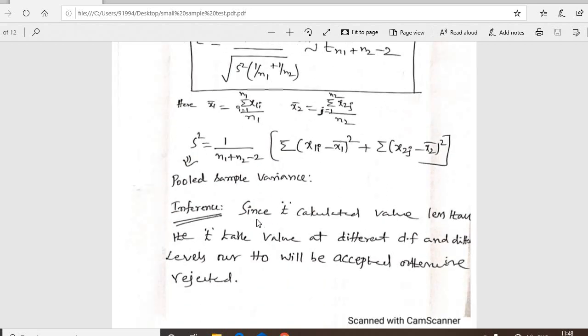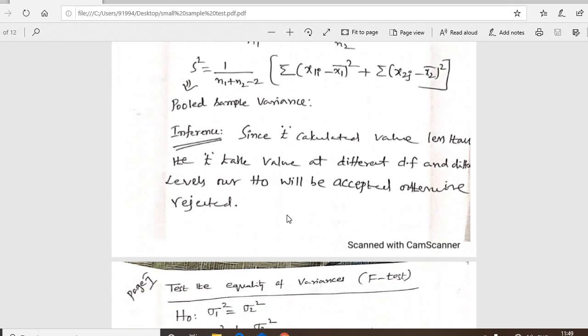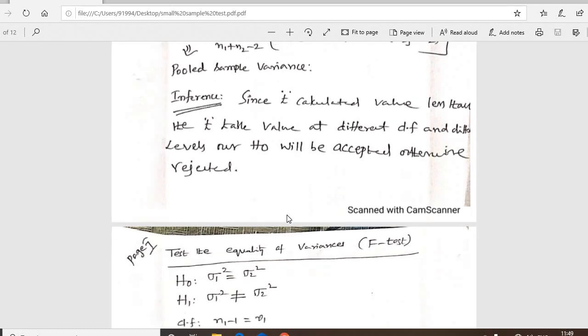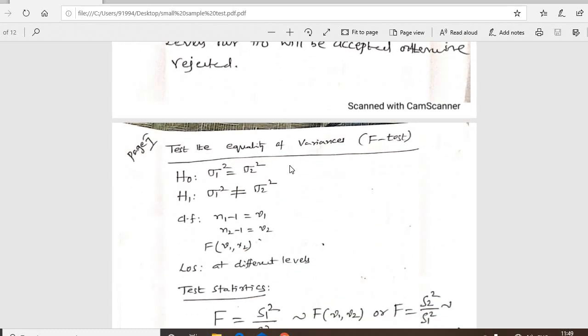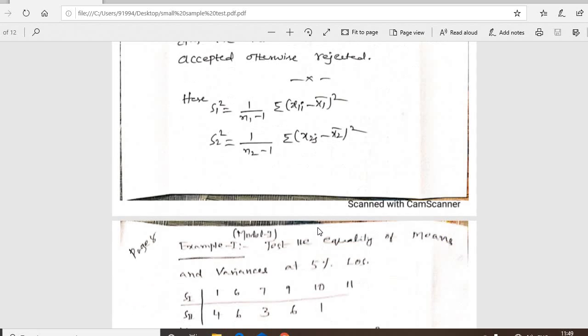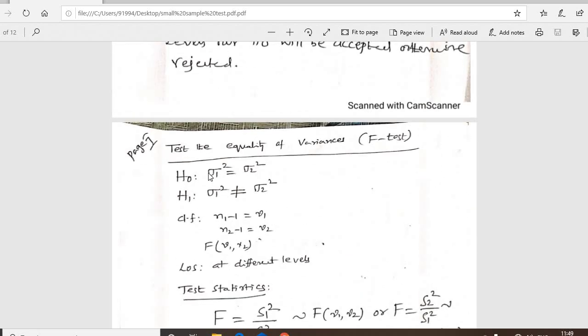So our conclusion is the same, already discussed. If our calculated value is less than the table value, accept the null hypothesis, otherwise reject the null hypothesis. Before the example, what is the F test? The F test is nothing but a test of the equality of variances. Under the null hypothesis, sigma 1 square equals sigma 2 square, and H1 is sigma 1 square not equal to sigma 2 square. Here is the test of equality of variances.